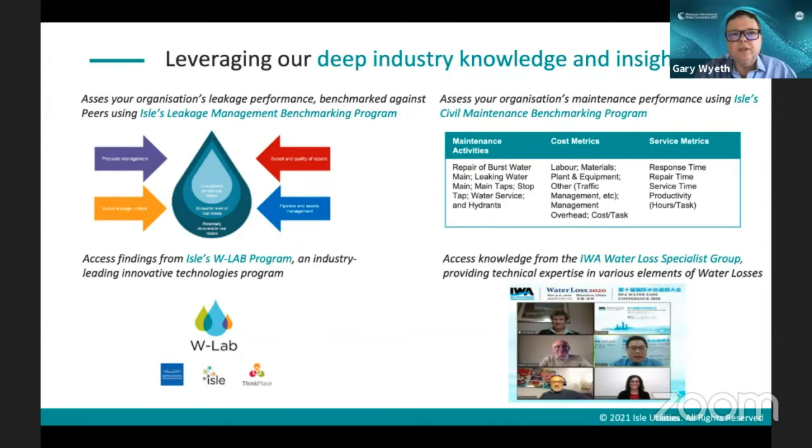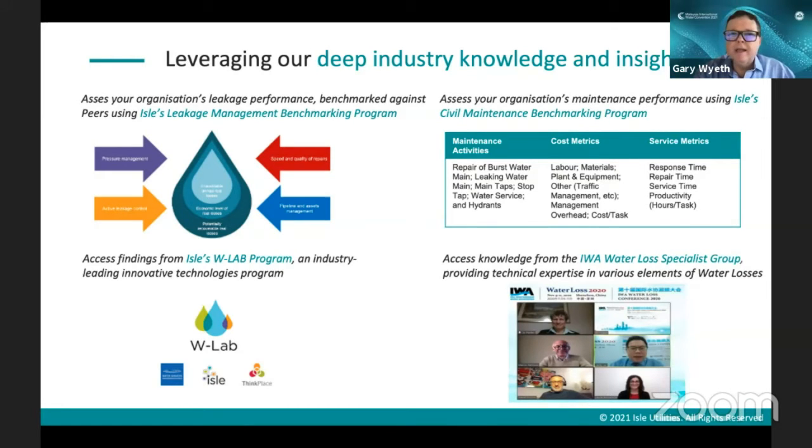And those utilities would be international utilities as well. Some will be the same size as the utility we're looking at, but some might be smaller, some might be larger. So those benchmarking programs give the utility an idea of where they fit amongst their peers. But the information we get from the benchmarking program can also be used in the SLMP to help us identify where a utility should be heading to.